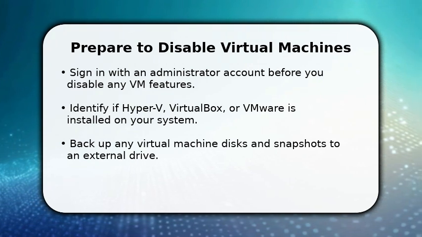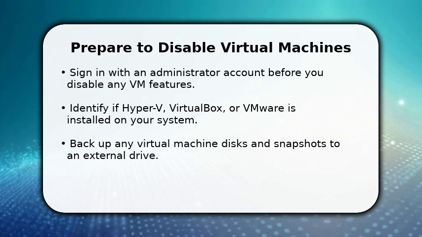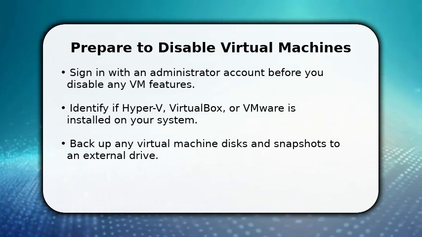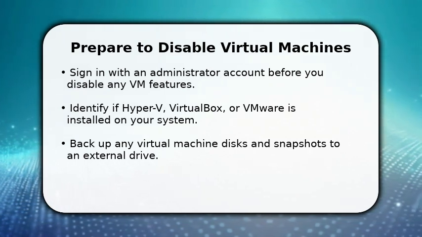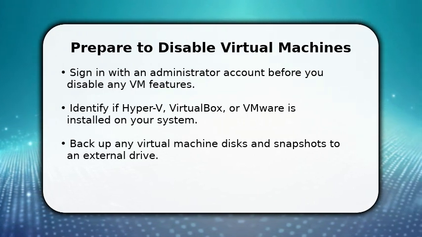Open Settings, go to Apps and Features, and confirm installed virtualization software. Also open Control Panel, select Programs, and open Turn Windows Features on or off to check for Hyper-V. Close virtual machines in their managers before proceeding to disable features.